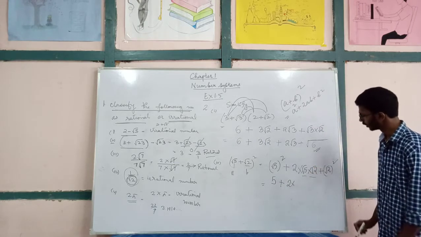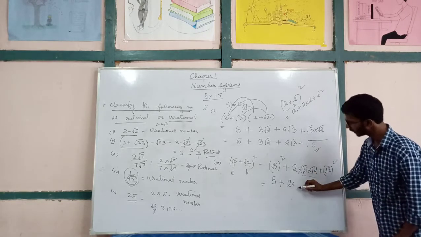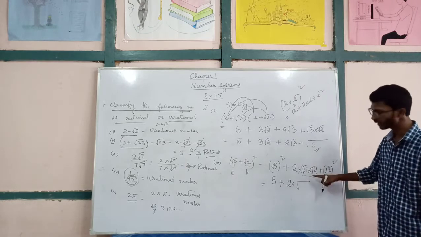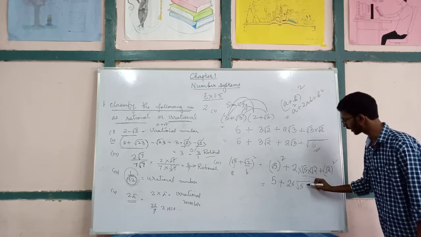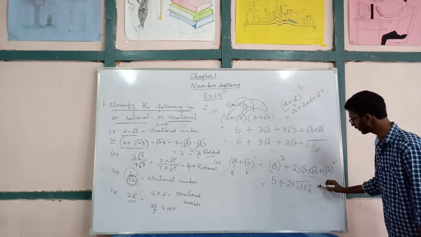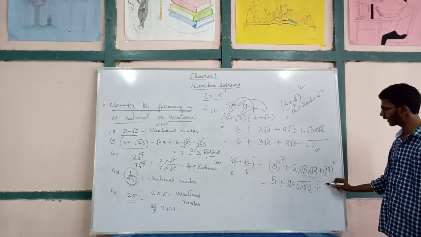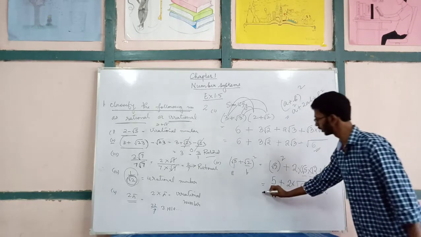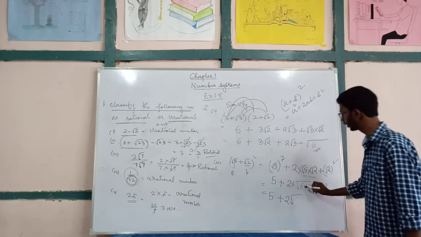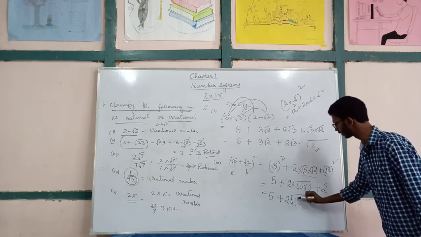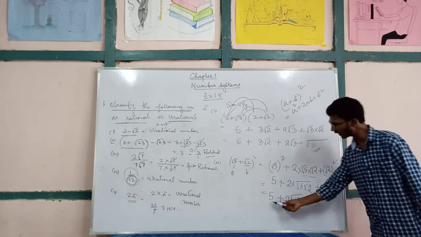So the root and the square will get cancelled and we will get 5 plus 2 into root 5 into root 2. So when the operation is multiplication and both have the root, we can take a common root and then multiply both the numbers inside. So 5 into 2 we can write, plus root 2 whole square. So this square and this root will get cancelled. So we will get 2. So we can write like this, 5 plus 2 root 10 plus 2. So lastly we can add this 5 and 2.